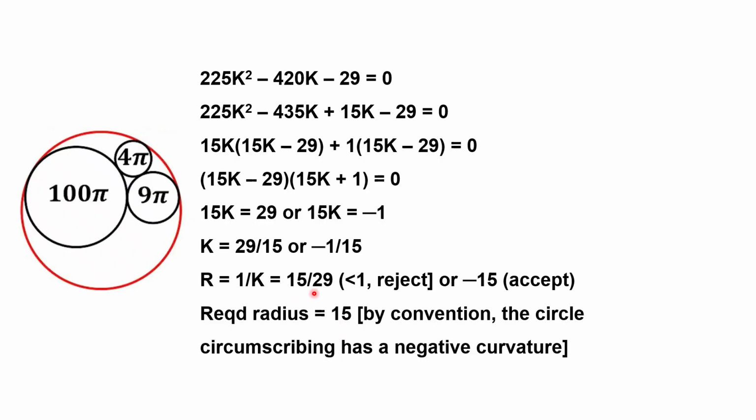Do not take the value 15 by 29, which is approximately half, less than 1, because the circles are radius 10, radius 3, radius 2, and the outermost circle is much bigger than 10. So we take the curvature of minus 1 by 15, radius minus 15, and minus is allowed because according to the sign convention in Descartes' theorem and Soddy's rule, the outer circumscribing circle has a negative curvature. That is why we have a negative curvature and negative radius, but we take only the absolute numerical value. So the required radius of the outermost red circle is 15 units.